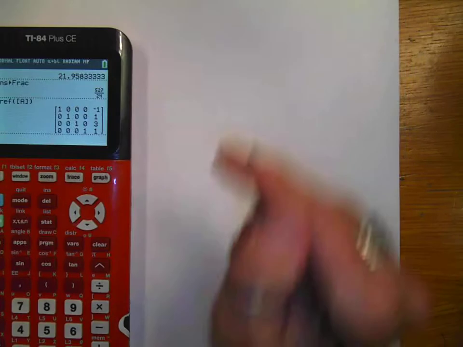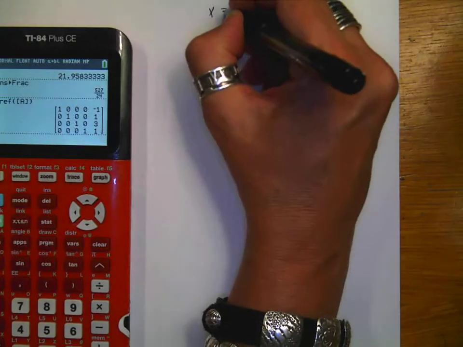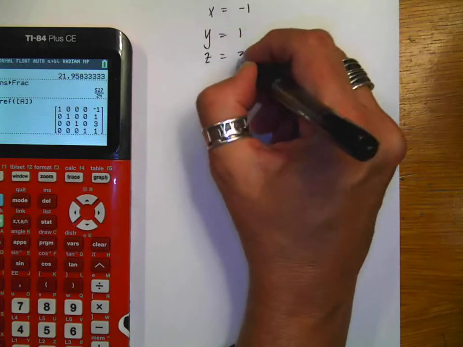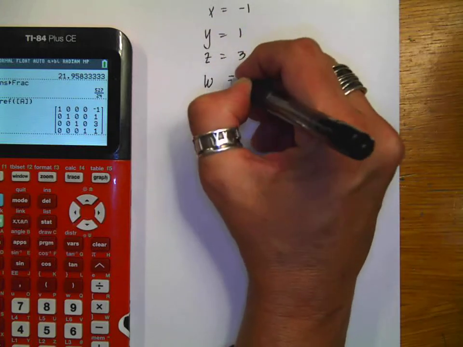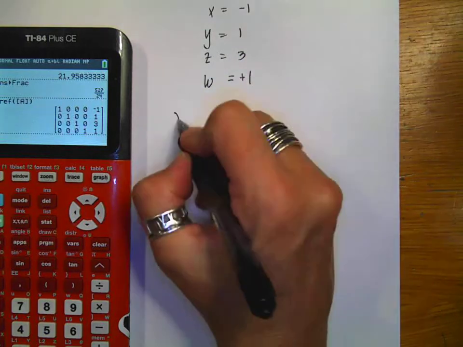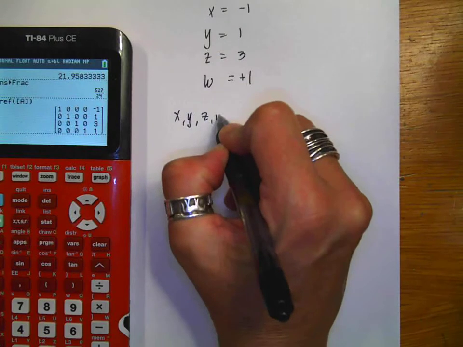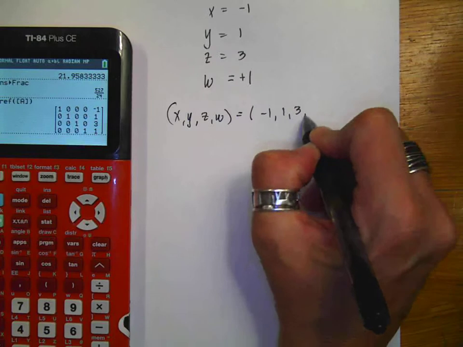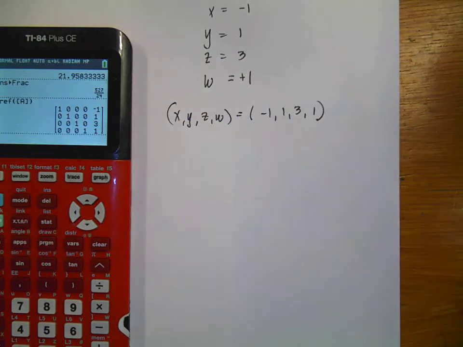And so I'll write those down on the next page. So I get X is equal to negative 1, Y is equal to 1, Z is 3, and W is a positive 1. Okay? And then I would write X, Y, Z, W is equal to negative 1, 1, 3, and 1. And that way they are in ordered pair notation. Alrighty? So matrices are really helpful when we are trying to solve a system of equations.